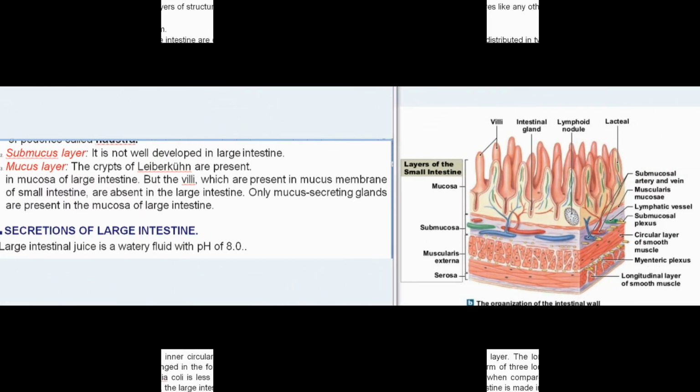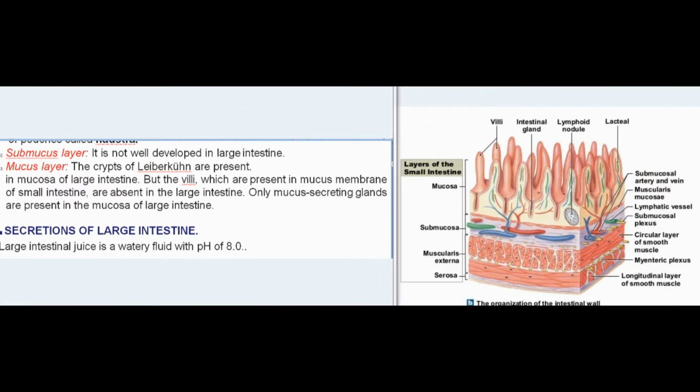Submucous layer. It is not well developed in the large intestine. Mucous layer. The crypts of Lieberkuhn are present in the mucosa of the large intestine, but the villi, which are present in the mucous membrane of the small intestine, are absent in the large intestine. Only mucus-secreting glands are present in the mucosa of the large intestine.